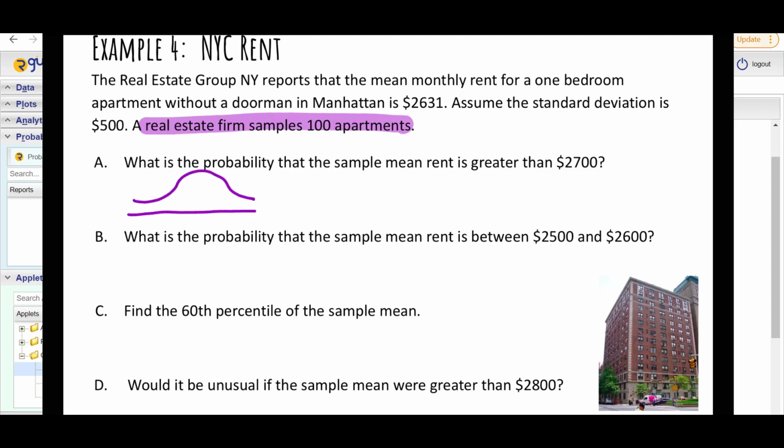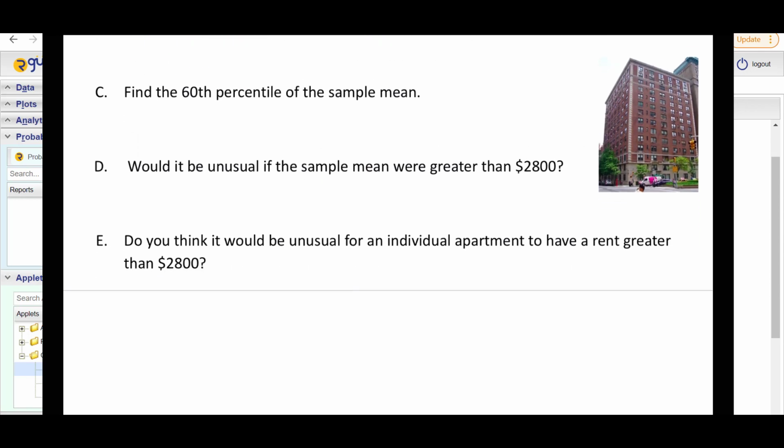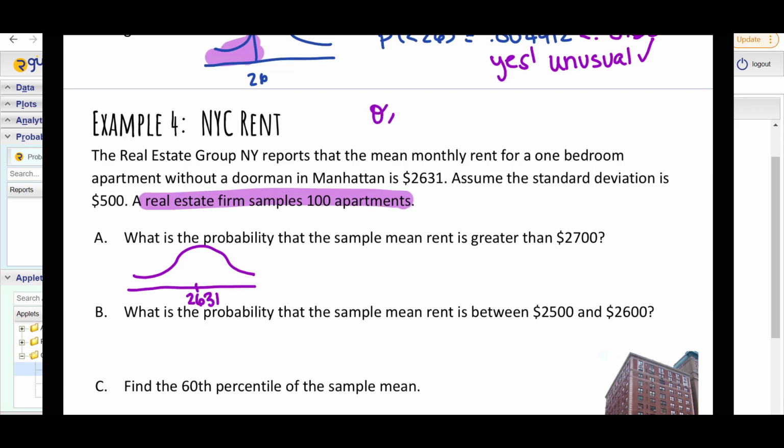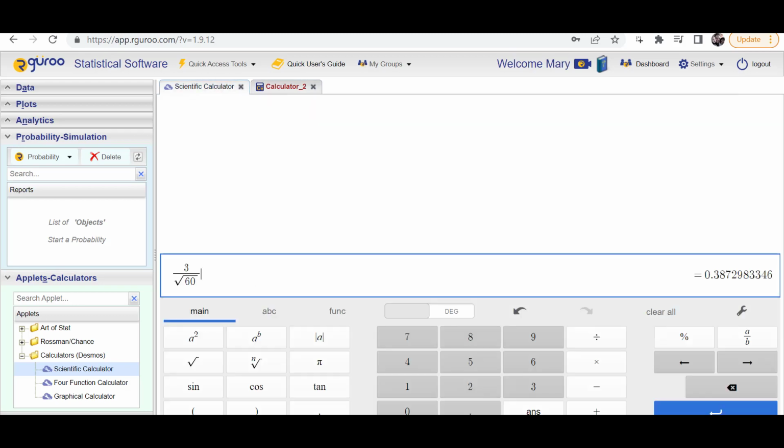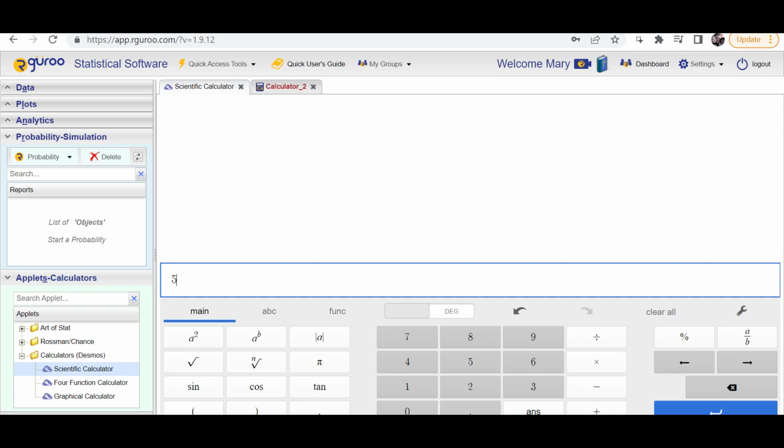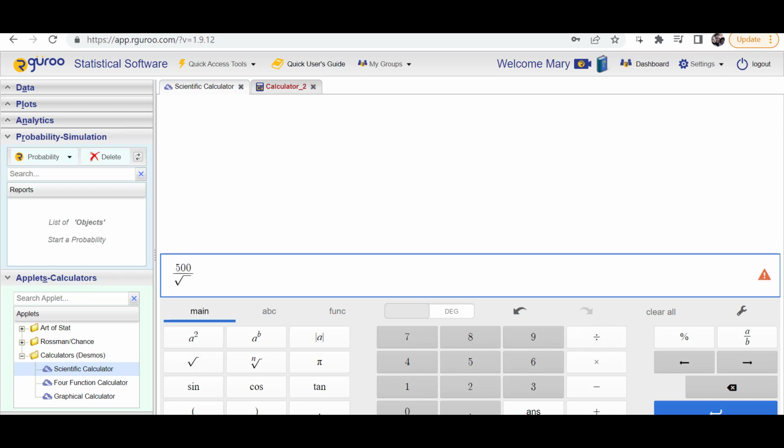We can tell you, though, that the distribution of those sample means has a mean that is the same as the population mean, 2631, and the standard deviation of those sample means, the standard error, is the standard deviation of the population divided by the square root of the sample size, so the square root of 100. This one I could actually do fairly quickly by hand. We end up with 50. Let me just show you, double check. If I went back to the calculator and did 500 divided by the square root of 100, I get 50.